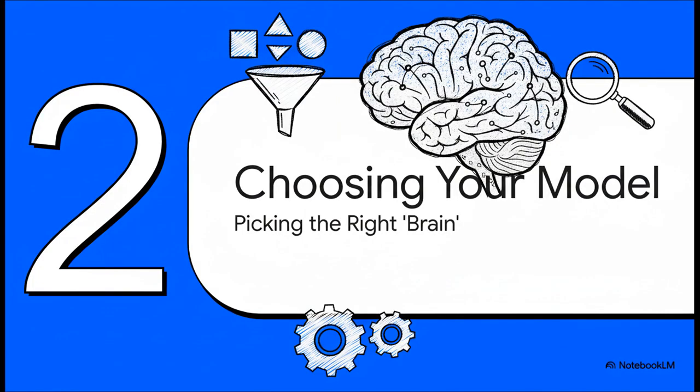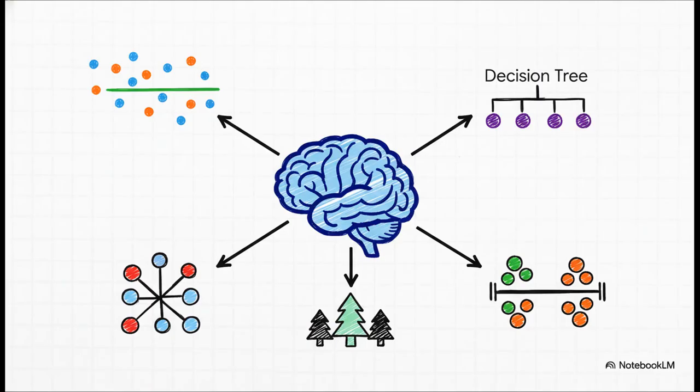Okay, so we have our philosophy. Let's say we go with the supervised route. Now we have to make another choice. What type of model are we going to use? This is kind of like choosing the right kind of brain for the specific task you have in mind. And believe me, there are a lot of brains to pick from.